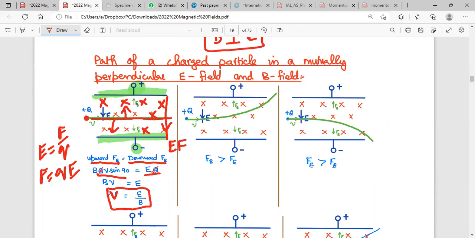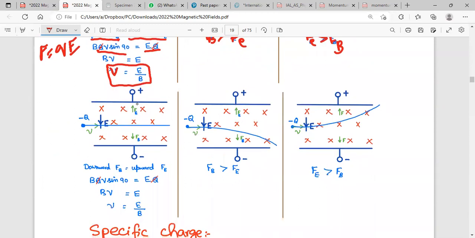Now on the next thing, the same field, but the charge is moving upward. If the charge is moving upward, of course, magnetic force is bigger than electric force. That's why it is moving upward. While if the charge is moving downward, we say that the electric force is greater than the magnetic force, because downward is the electric force. That's a simple thing.